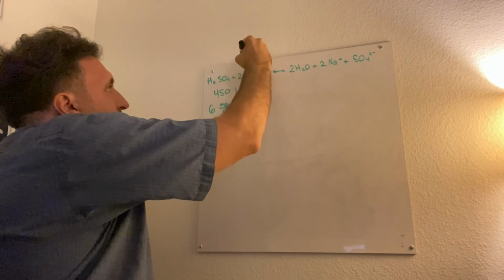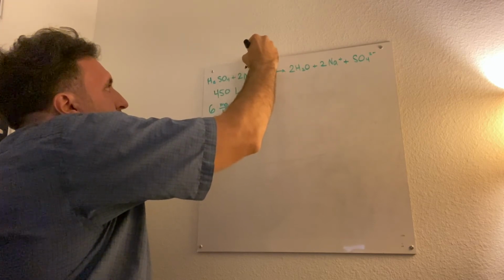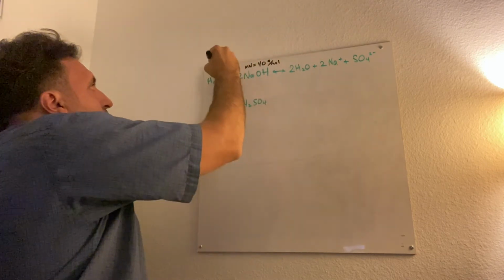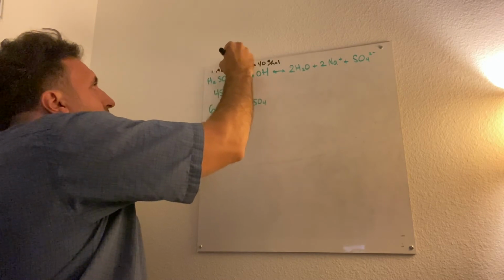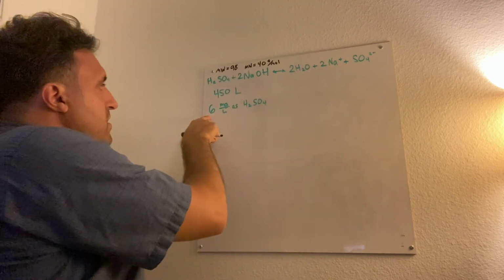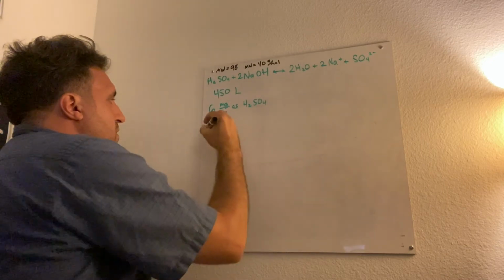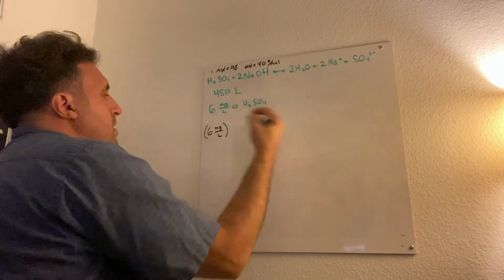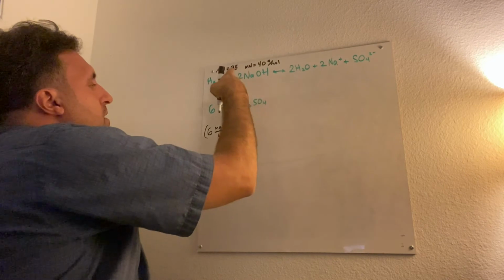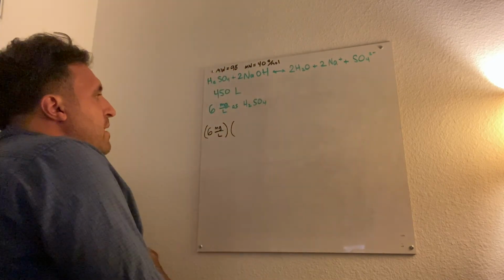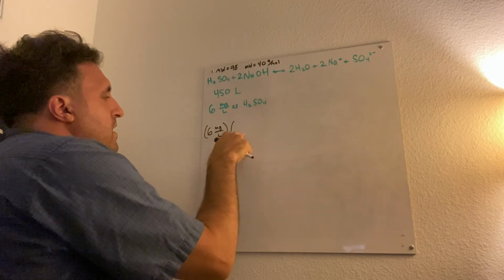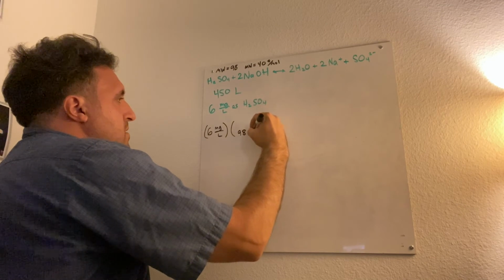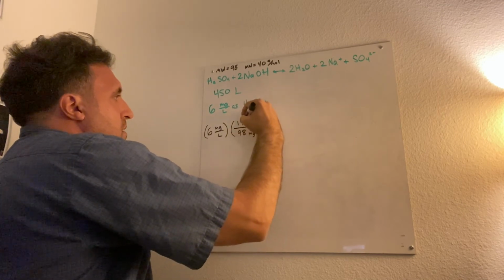So for sodium hydroxide, it's 40 grams per mole. For H2SO4, it's about 98. So we'll start with the 6 milligrams per liter of H2SO4. The molecular weight there is 98 grams per mole. So we'll put the 98 on the bottom, and we'll make it milligrams per 1 millimole.